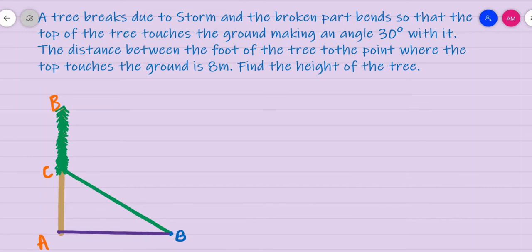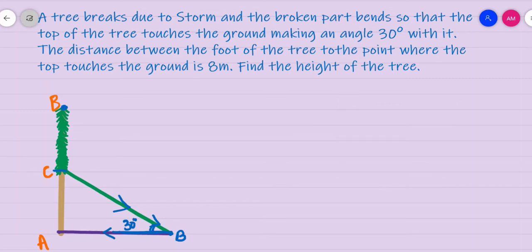Now see, the ground making an angle 30 degree with it. Now this part of the tree touches the ground and makes an angle 30 degree with the ground. This one is your ground. This tip of the tree is touching here when it breaks here. It breaks here and touches here. Now after touching here, it makes an angle like when it falls. So this and this make a 30 degree angle.